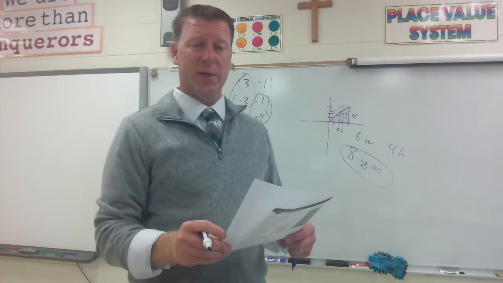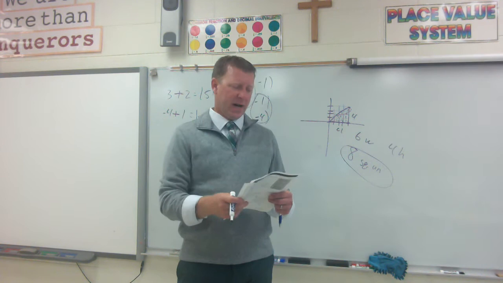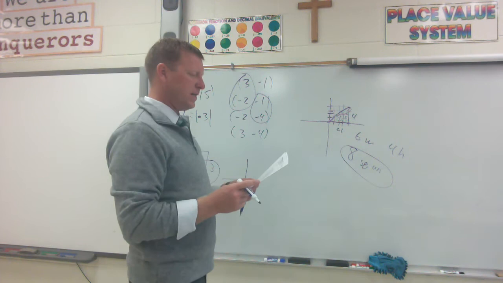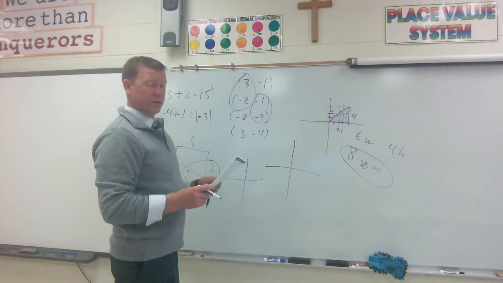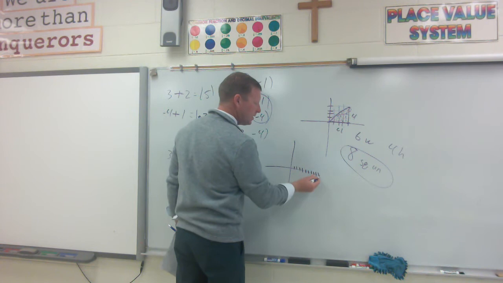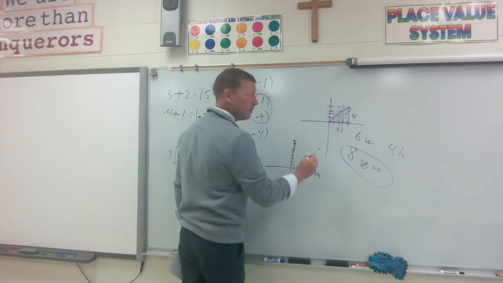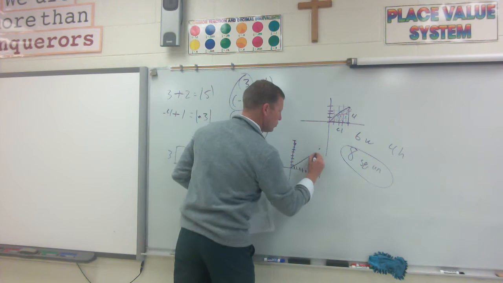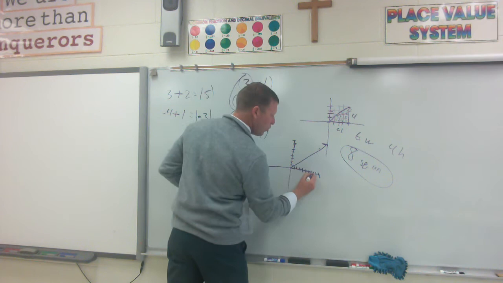Turning the page. Number five says draw a ray from the origin through the point (10, 10). Draw another ray through the origin to the point (10, 0). Use a protractor to measure the angles. Okay, they're going to try to teach you something here. So I have a point at (10, 10): 1, 2, 3, 4, 5, 6, 7, 8, 9, 10 over, and 1 through 10 up. I'm going through the origin to (10, 10). Awesome. Now it says draw one through (10, 0). Now it says measure that.